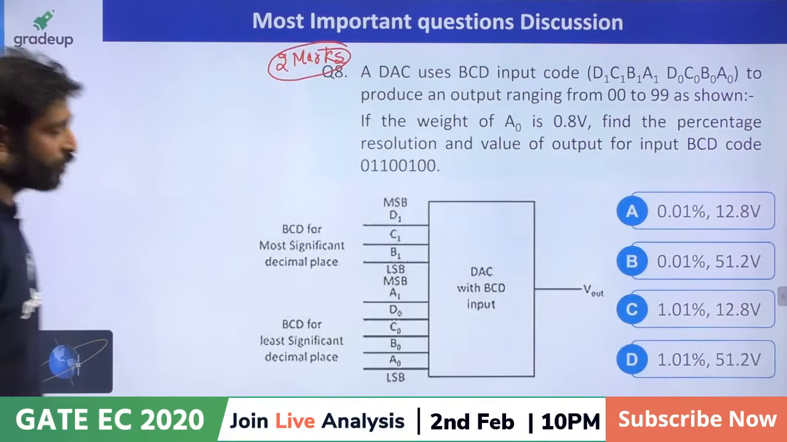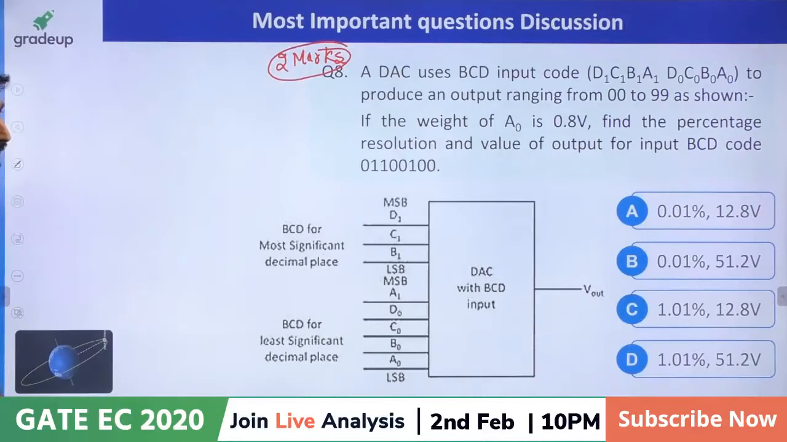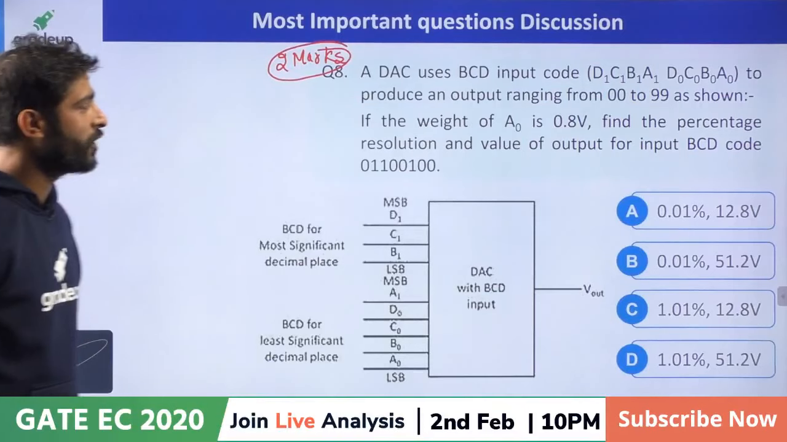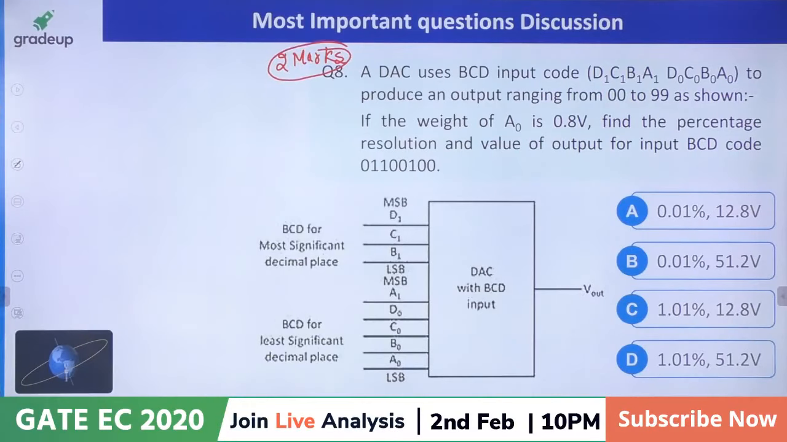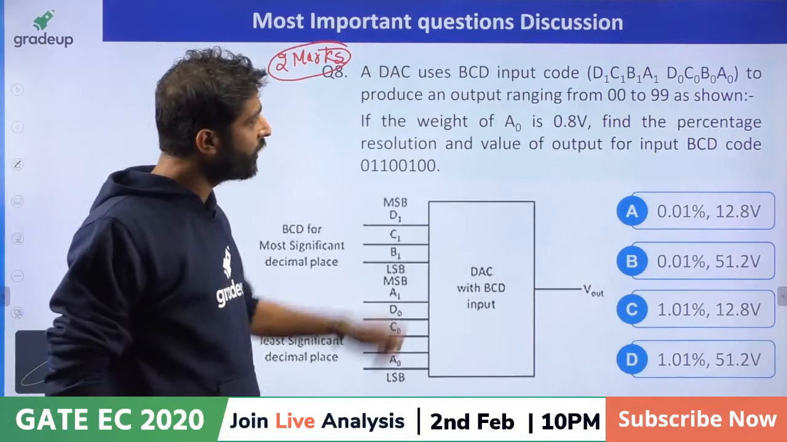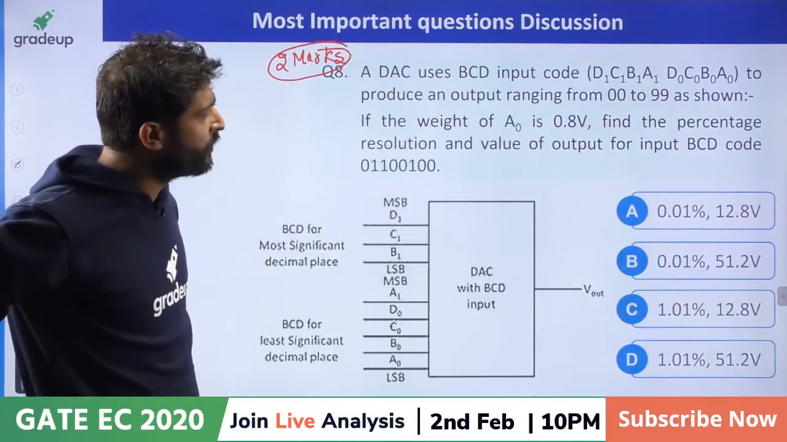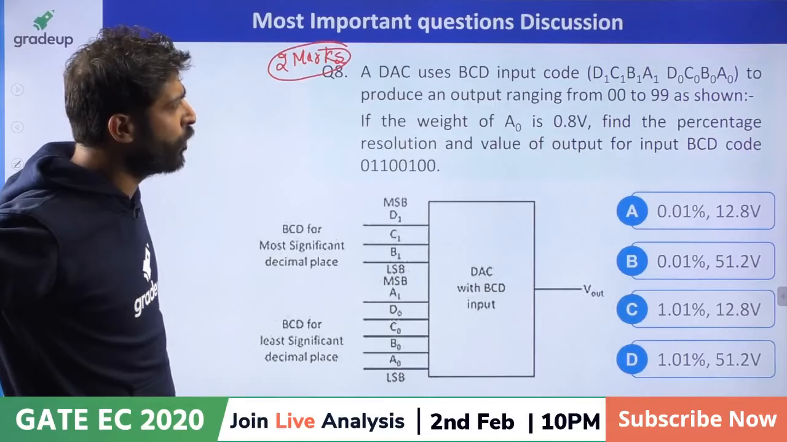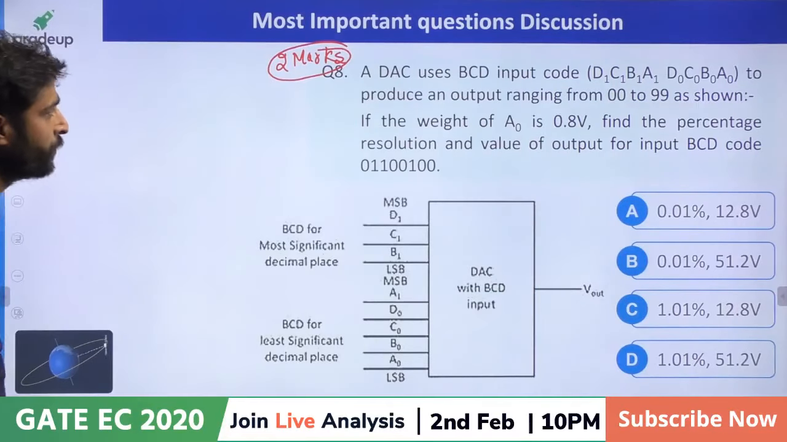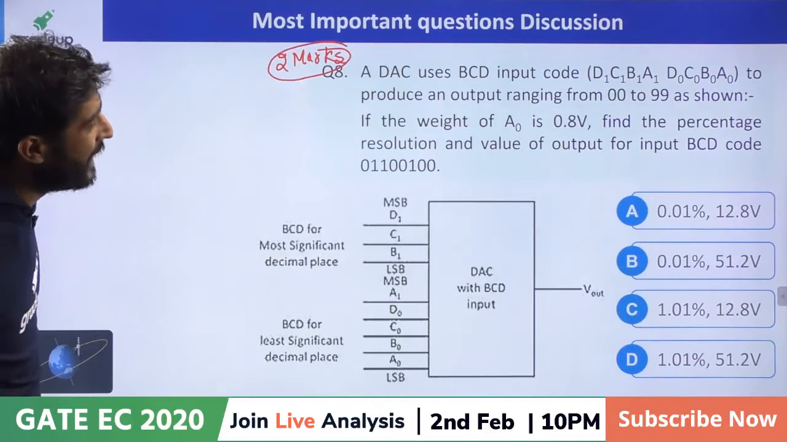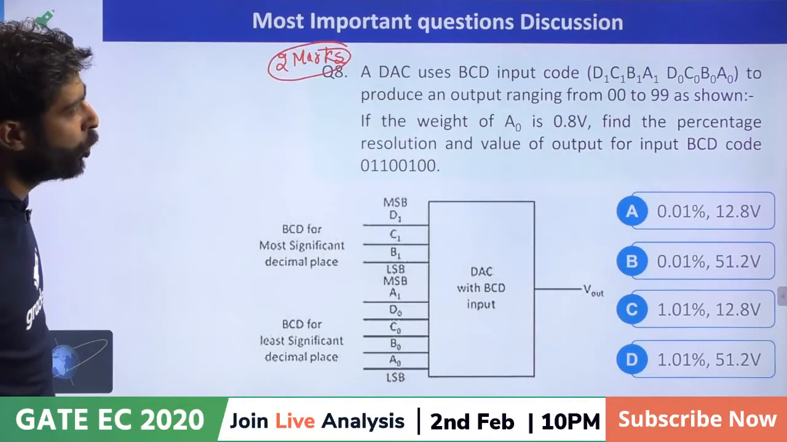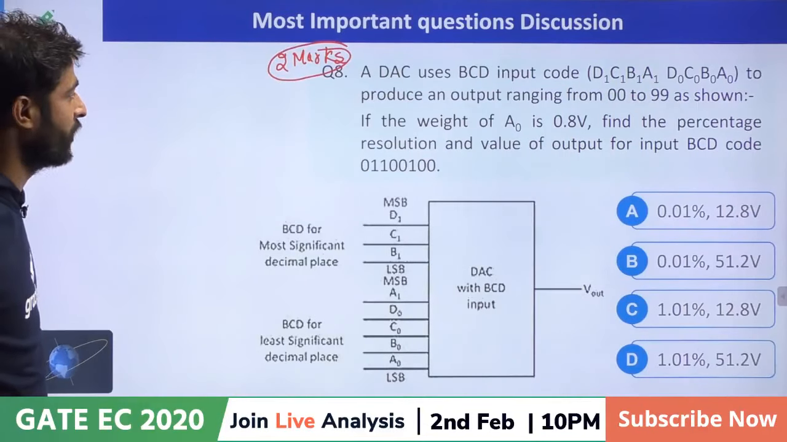Now my dear friend, for this question, can anybody give me the answer? A digital to analog converter uses BCD, that is binary coded decimal. Input code is BCD, we know that, binary coded decimal: D1, C1, B1, A1, D naught, C naught, B naught, A naught, right? To produce an output ranging from 00 to 99, as shown in the figure.